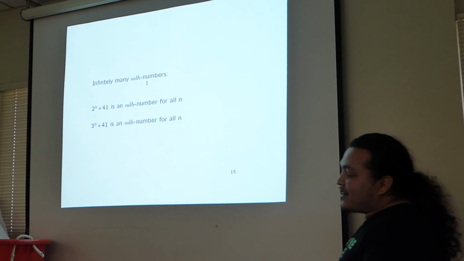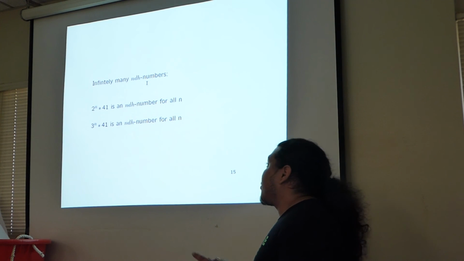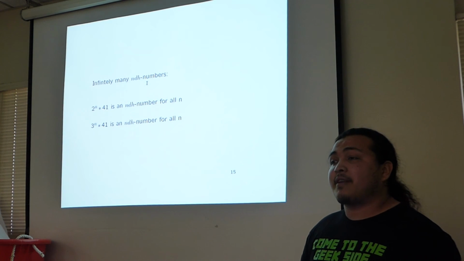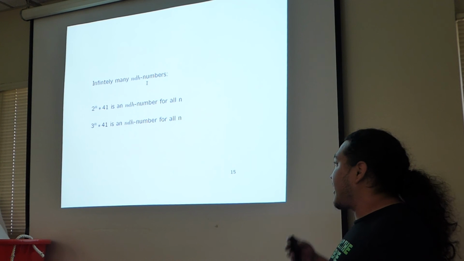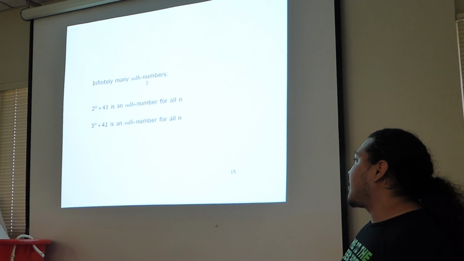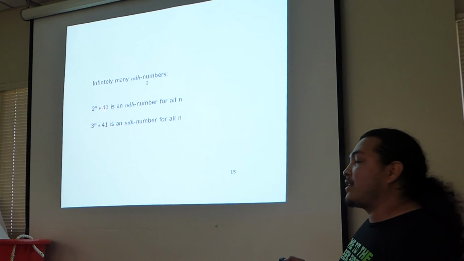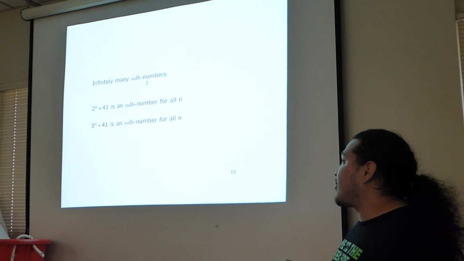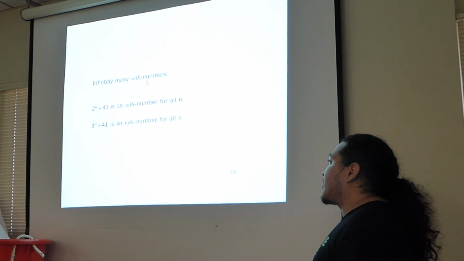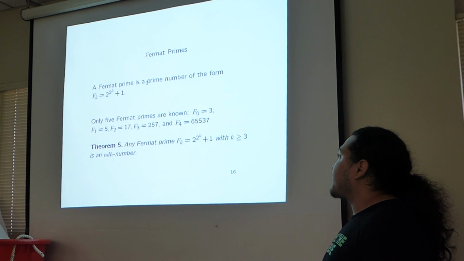And then okay, so after we found these 11 NDH numbers, we wanted to show that there were infinitely many of them. We wanted to know that they weren't just cut off at 11, that we had plenty of others to go. So we ended up writing a proof that 2 to the n times 41 is an NDH number for all n. So you have an infinite amount of n, so you're going to have an infinite amount of 2 to the n times 41. Okay, and we did the same thing for 3 to the n times 41. So we have an infinite amount of these NDH numbers.